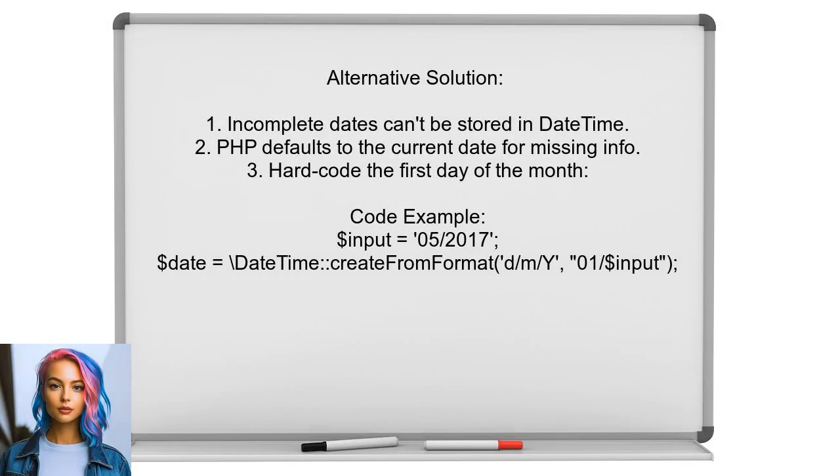This user explains that you cannot store incomplete dates in a dedicated date format for complex calculations. When using DateTime with incomplete information, PHP defaults to using the current date. For example, if you input February 2017, it assumes the last day of the month, which leads to unexpected results. They suggest hard-coding the first day of the month when creating the DateTime object, as it is a valid approach.